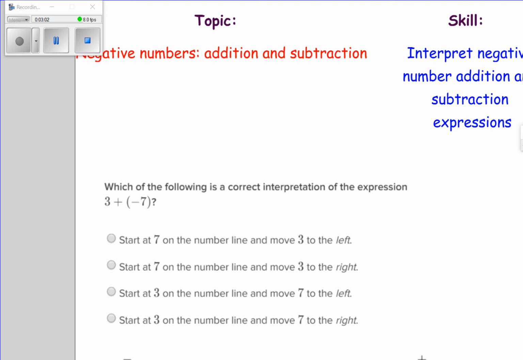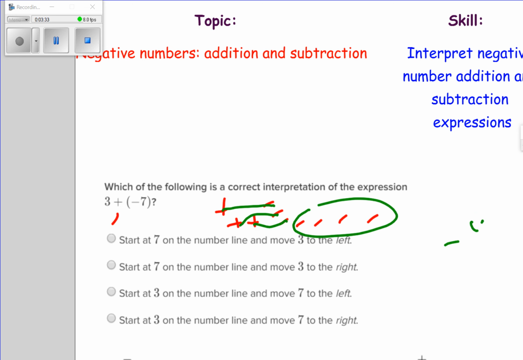So 3 plus -7, if you guys remember, is +3 and -7, which means I have 1, 2, 3 positives and 1, 2, 3, 4, 5, 6, 7 negatives. If I make my 0 pairs, let's change the color of the pen. These two go away. These two make a 0 pair. These two make a 0 pair. So the answer is -4, right? So 3 plus -7 is -4.